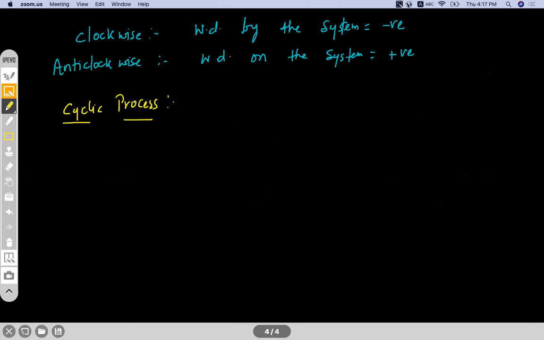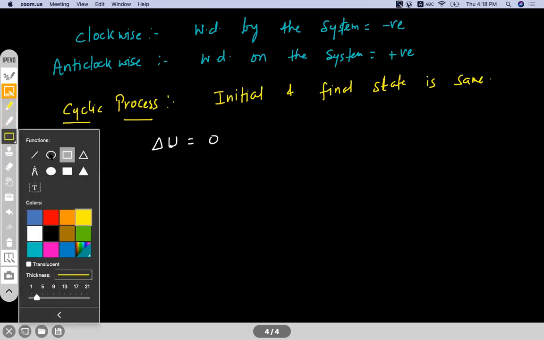Cyclic process is what, like I said, initial and final state is same. So whatever the state function we have, the change in its state function for cyclic process is always zero. Okay, because it's a cyclic process.